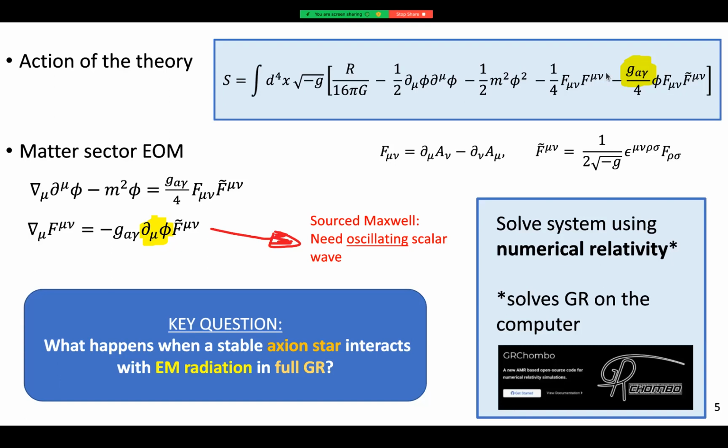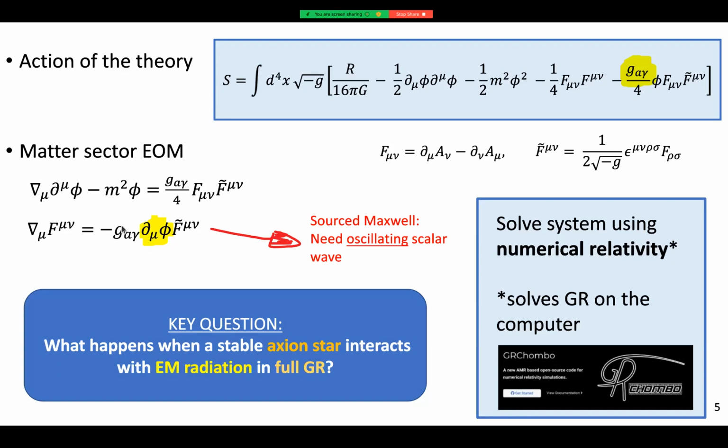And when you vary this action, what you get is the gravity sector equations of motion and the matter sector equations of motion. And the matter ones in this case are the most interesting, so I put them down here. The first one is the equation for the scalar field phi. But the second one is the equation of motion for my field strength tensor. And as you can see, it's essentially some kind of a sourced Maxwell equation. But the source term, you can see now, has two key ingredients.